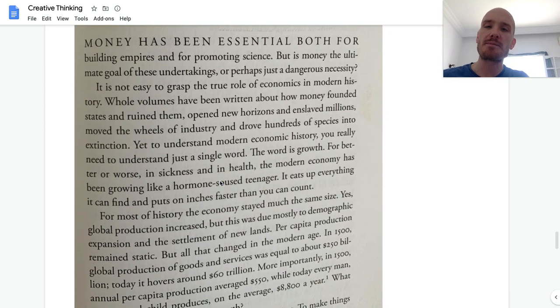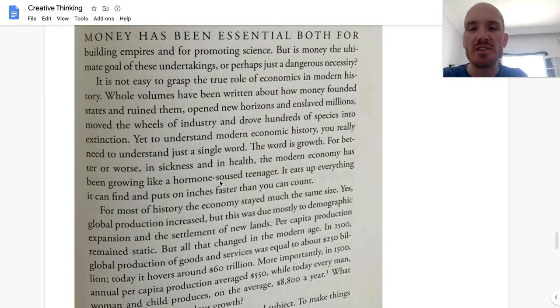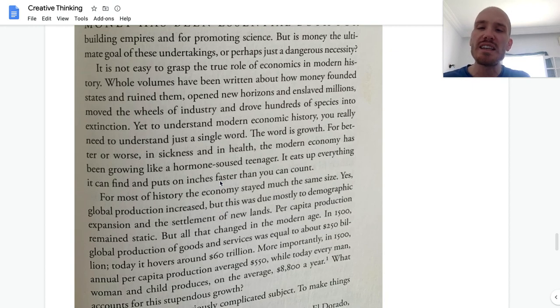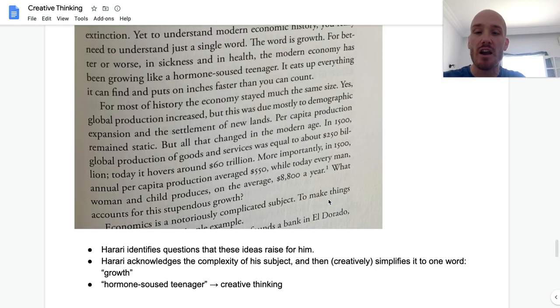"It is not easy to grasp the true role of economics in modern history. Whole volumes have been written about how money founded states and ruined them, opened new horizons and enslaved millions, moved the wheels of industry and drove hundreds of species into extinction. Yet to understand modern economic history, you really need to understand just a single word. The word is growth." Look at that beautiful little short sentence. "For better or worse, in sickness and in health, the modern economy has been growing like a hormone-soused teenager. It eats up everything it can find and puts on inches faster than you can count." And I'm going to stop there.